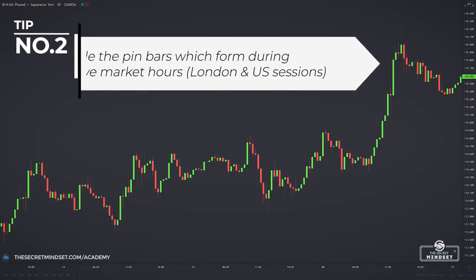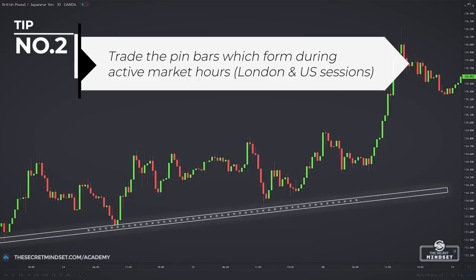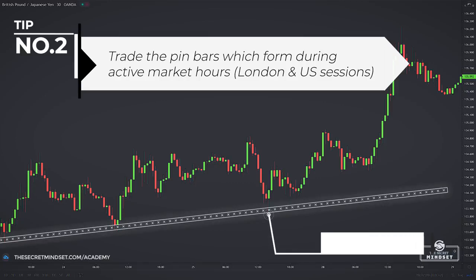Another tip for trading this strategy is to only trade the pin bars which form during the time a currency is actively traded. So don't take trades on any of the pins which form during inactive market hours. For example, the pound dollar is traded the most between the time the London trading session begins and when the US session ends. After that, the volume drops off significantly because most of the banks which actively trade have closed by that time, so there's no big orders coming into the market, causing the price to move up or down.